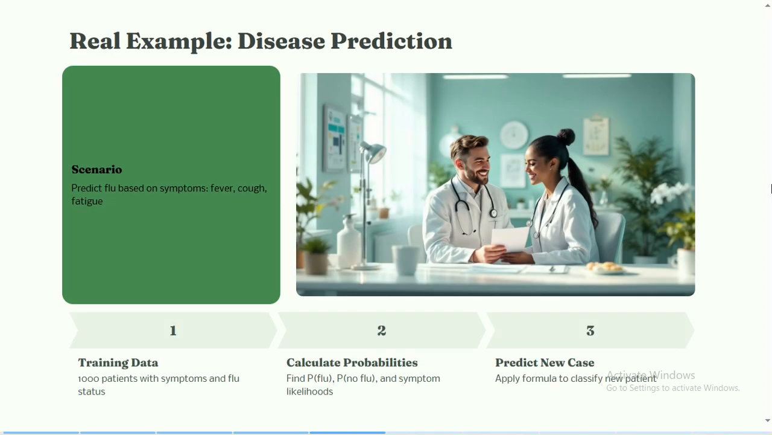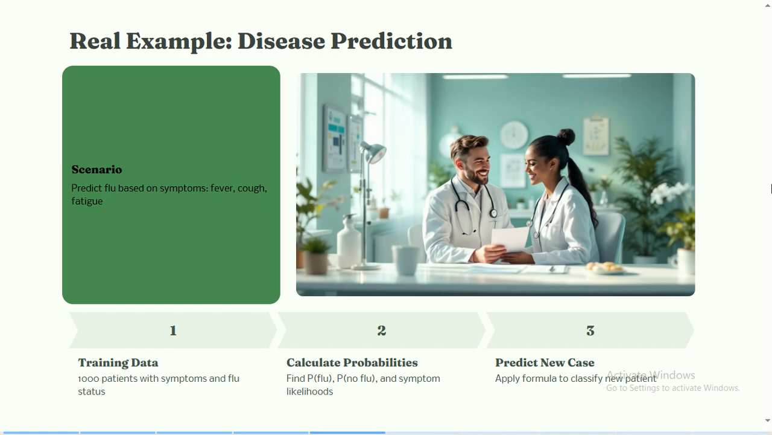Let's look at a simple real world example. Imagine a dataset containing medical records of patients. Each patient may have symptoms like fever, cough, fatigue, and each patient is labeled with whether they have a disease or not. When a new patient arrives with symptoms such as fever and cough, the naive Bayes algorithm calculates the probability of disease based on past data. If most patients with those symptoms had the disease, the probability will be high. If those symptoms rarely correspond to the disease, the probability will be low.